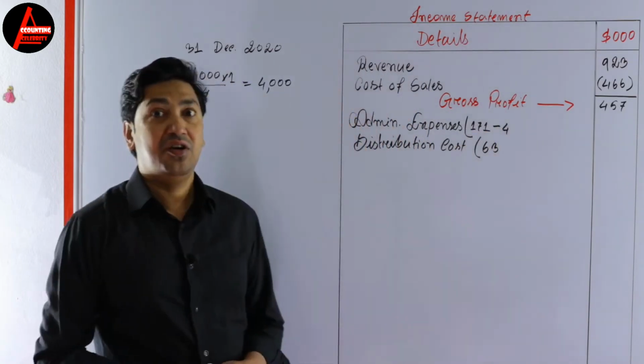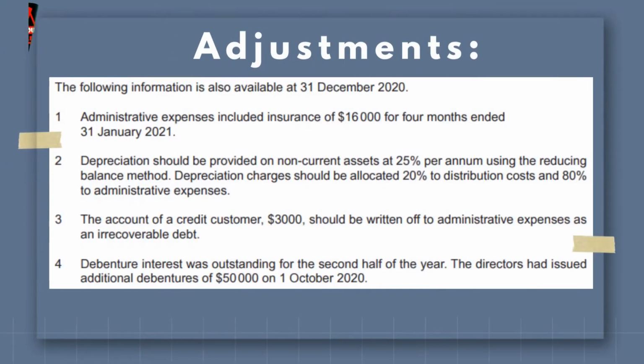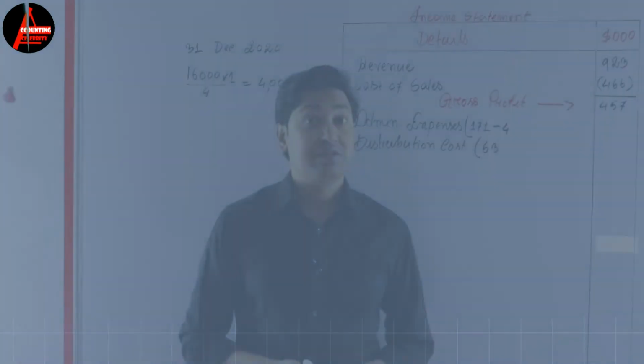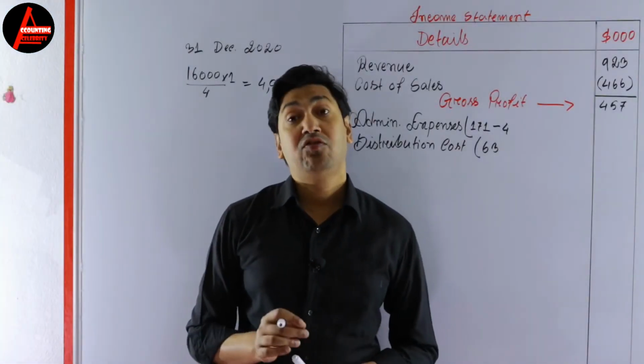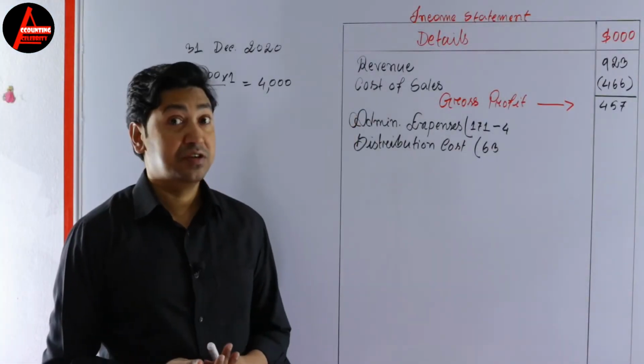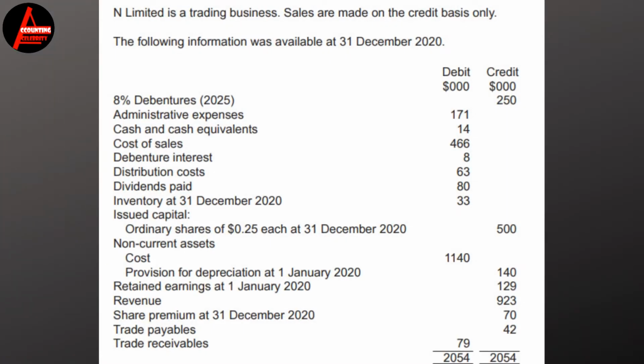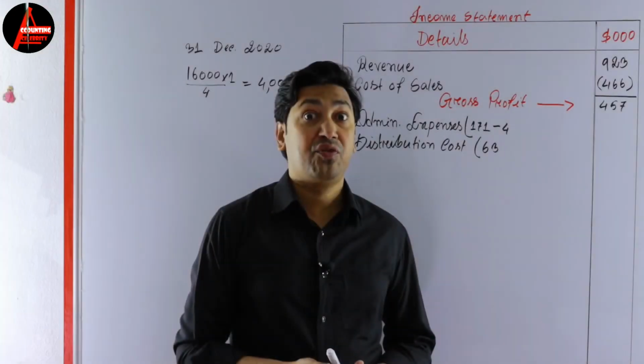Great. Now adjustment number 2. Depreciation should be provided on non-current assets at 25% per annum using the reducing balance method. Depreciation charges should be allocated 20% to the distribution cost and 80% to the administrative cost. So here the 25% rate of depreciation will be applied using the reducing balance method. What is the cost of non-current assets in the question? It is $1,140,000 and there is a provision of $140,000.